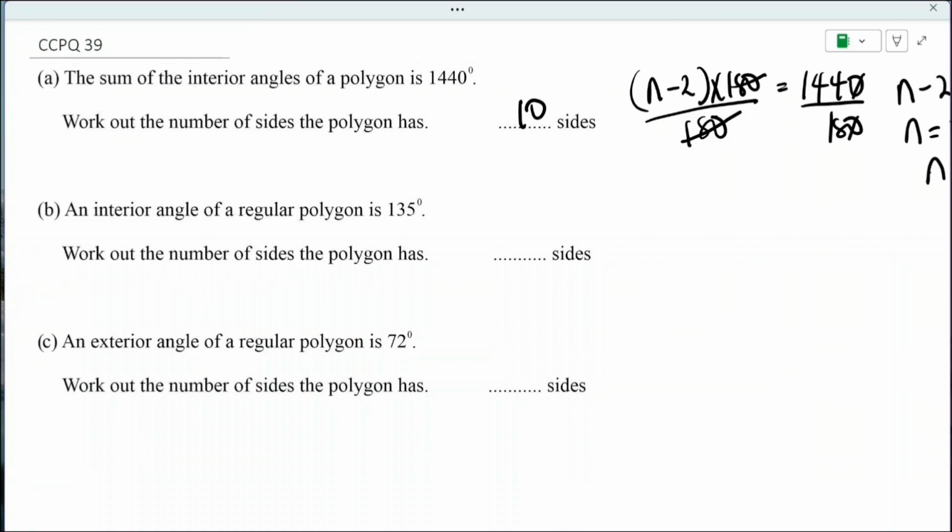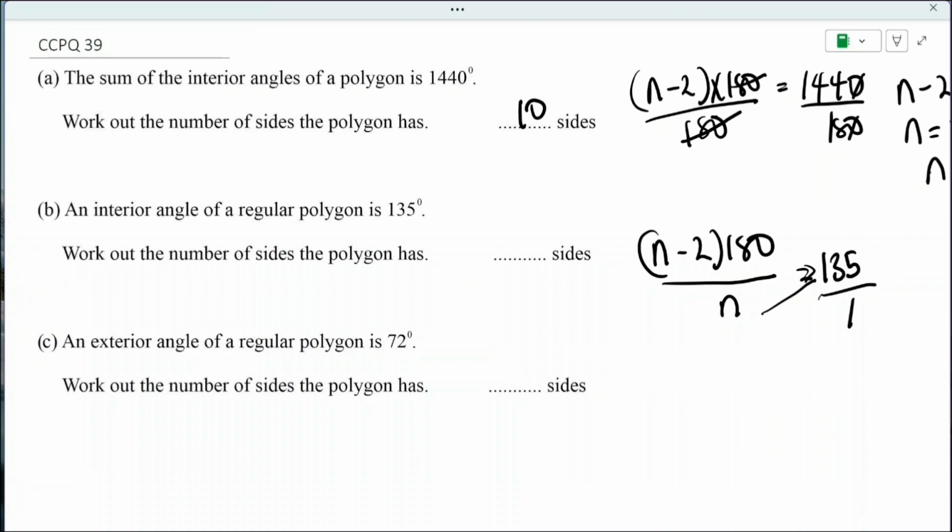The formula says (n minus 2) in brackets times 180 over n should equal the interior angle, which is 135 degrees in this case. We can cross multiply. You can make this 135 over 1, then cross multiply. But standard in math, to get this n off first, you multiply both sides by n. But the result is still the same as saying this over 1, then you cross multiply.